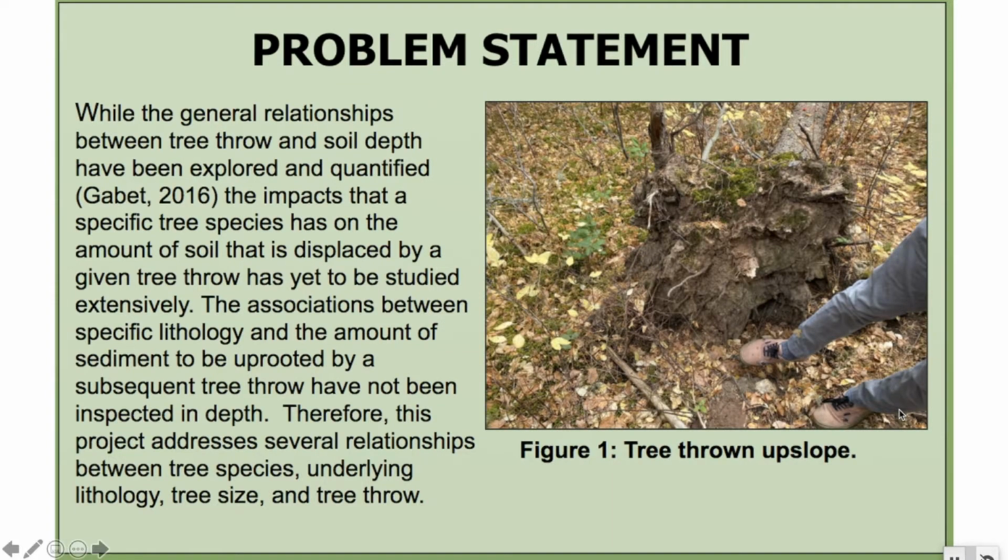Here's our problem statement. While some of the general relationships between tree throw and soil depth have been explored, we want to know, does tree species in itself have an impact on the amount of soil that is displaced by a given tree throw? Would this mean that in certain forests, erosion rates are greater due to tree throw than in other forests? I don't know. That hasn't been studied extensively yet.